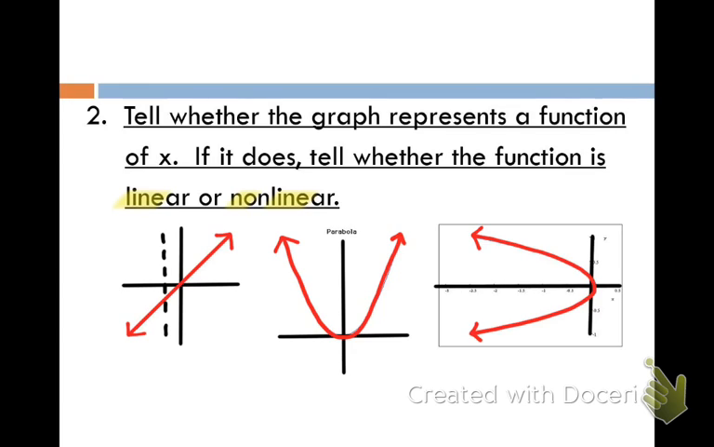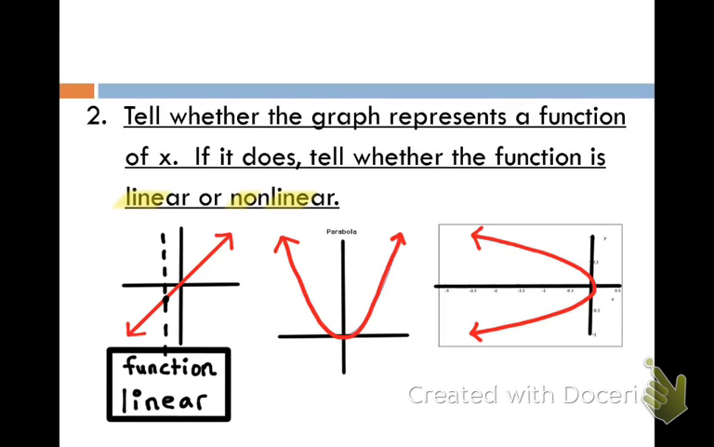How many times did I pass that red graph? Only 1 time. If I only pass once, is it a function? Yes, it is, because it only passed 1 time. Remember, yesterday we talked about for every input, there's only 1 output. So this is telling us it only passed 1 time. That means it's only 1 output for every input. Now, does that look linear or nonlinear? Linear. That is linear. Why? Because it looks like a line.